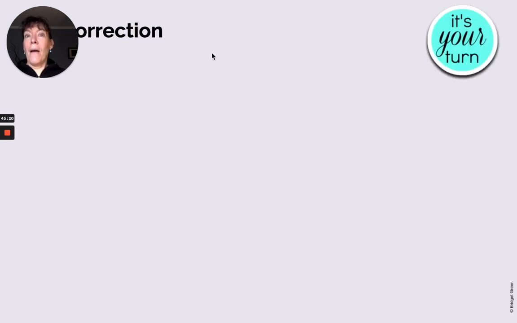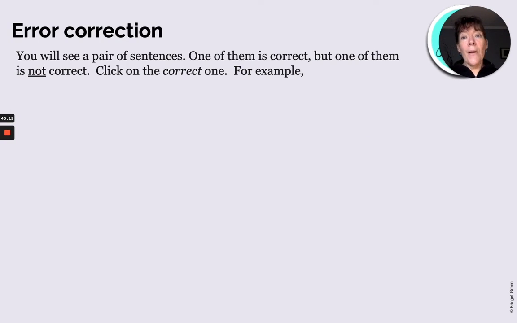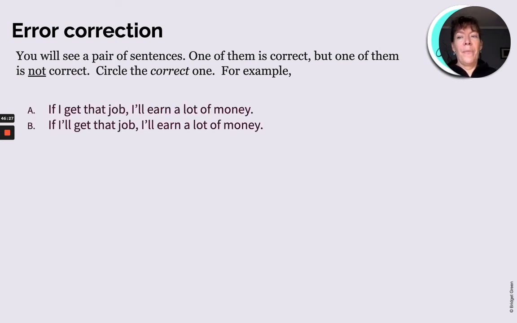Let's talk about some errors, some mistakes that people make. You will see a pair of sentences. One of them is correct, but one of them is not correct. Click on the correct one. For example, if I get that job, I'll earn a lot of money. If I'll get that job, I'll earn a lot of money. Which one is correct?